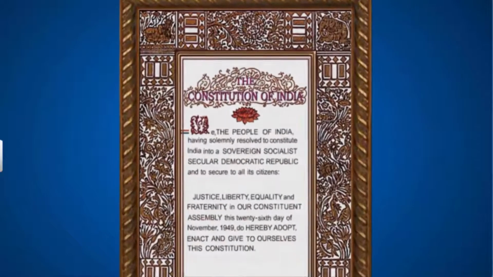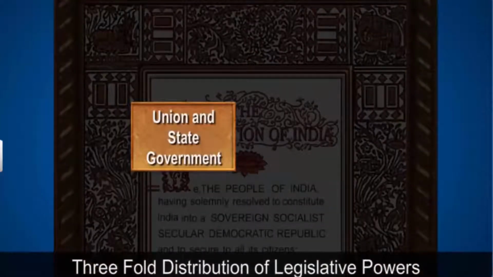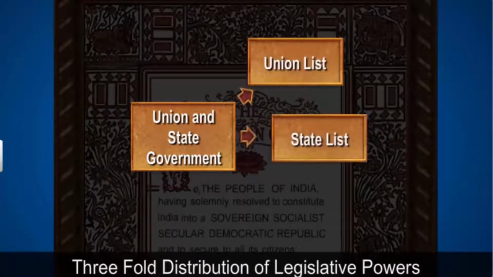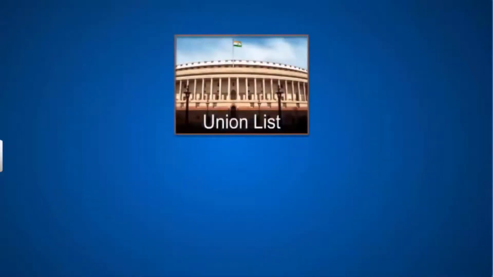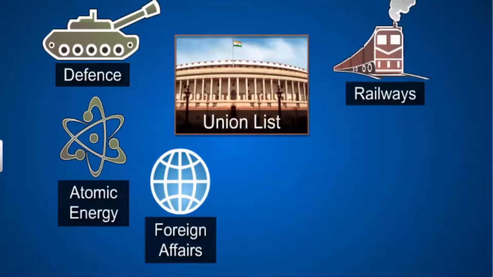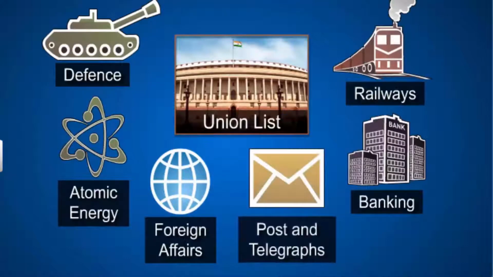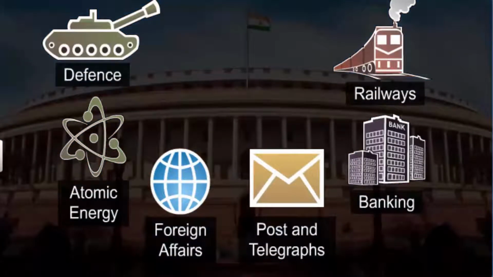The Constitution provides threefold distribution of legislative power between the central and the state governments. Therefore, there are three lists, namely, the Union List, State List, and the Concurrent List. The Union List includes 97 subjects of national importance such as defense, atomic energy, foreign affairs, railways, banking, posts and telegraphs. These matters need a uniform policy throughout the country and are hence included in this list. Laws on these Union List subjects can solely be made by the Parliament.